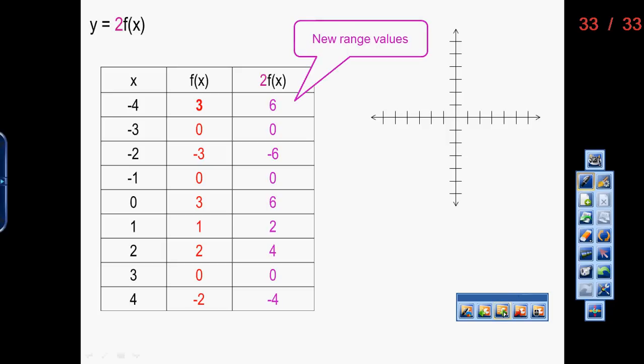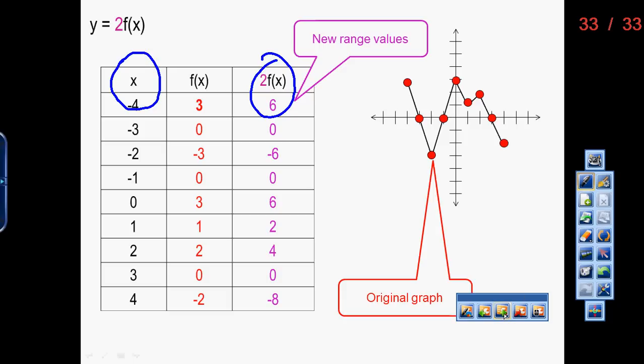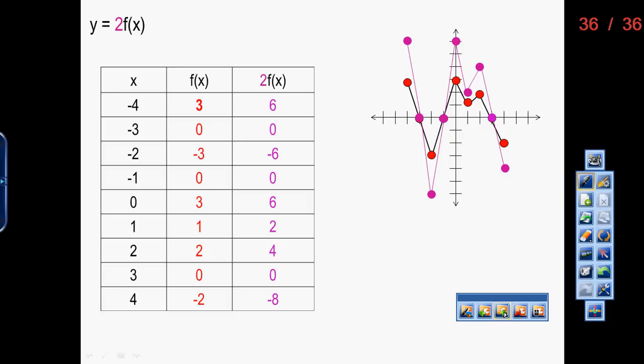So now I'm going to plot the points. Remember again, I'm going to use my x and now my new y to plot those points. So there's my original graph. And now I'm going to plot the new points, and that gives me my new graph. What do you think happened there?